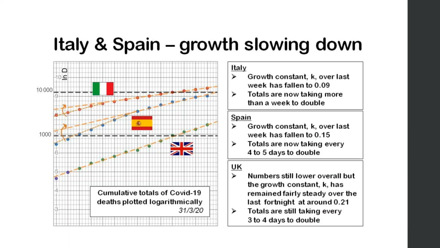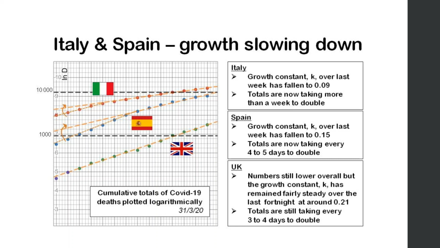Now I want to finish by looking at the actual latest data from 3 countries, the UK, Italy and Spain. And it's actually quite useful to look at the logarithmic graphs for Italy and Spain, because you can see that a line that perhaps a week ago was quite steep in its curve, now towards the right-hand side of that graph, that line has started to flatten off. So in fact, the growth constant in Italy, the gradient now is only about 0.09. So the totals, although high as we all know in Italy, are now taking more than a week to double. The growth is slowing down.